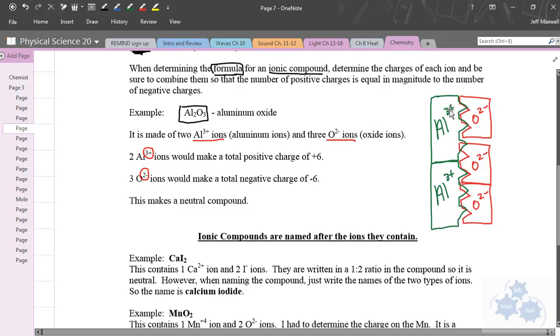And so we have a total of 6 plus here. And we have a total of 6 minus here. And so when these numbers are the same, then you have the right combination of positive and negative ions. Okay, like I said, this is one of the tougher ones that they start off with here. But if you can understand this, then you are 90% there.